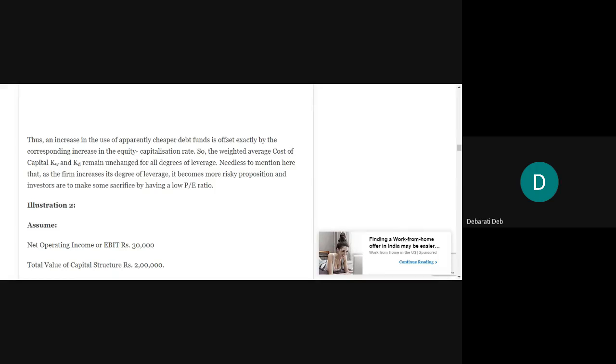This line is very, very important, this starting point. Thus, an increase in the use of apparently cheaper debt funds is offset exactly by the corresponding increase in the equity capitalization rate. That is how KW and KD will remain unchanged for all degrees of leverage. Needless to mention here that as the firm increases its degree of leverage, it becomes a more risky proposition and investors have to make some sacrifice by having a low price earning ratio.